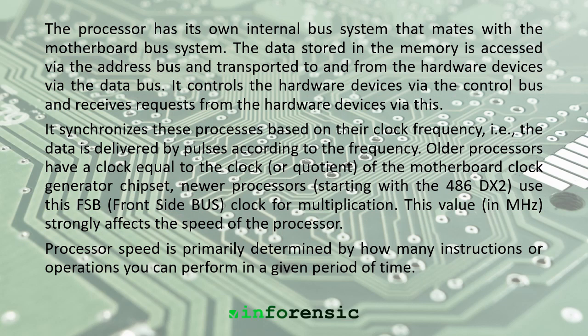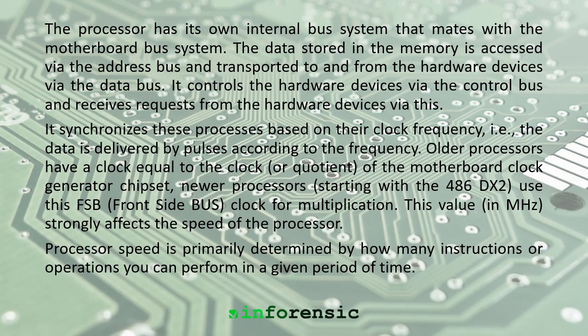The processor has its own internal bus system that mates with the motherboard bus system. The data stored in the memory is accessed via the address bus and transported to and from the hardware devices via the data bus. It controls the hardware devices via the control bus and receives requests from the hardware devices via this. It synchronizes these processes based on their clock frequency, i.e., the data is delivered by pulses according to the frequency. Older processors have a clock equal to the clock, or quotient, of the motherboard clock generator chipset. Newer processors, starting with the 486DX2, use this FSB, front-side bus, clock for multiplication. This value, in megahertz, strongly affects the speed of the processor.